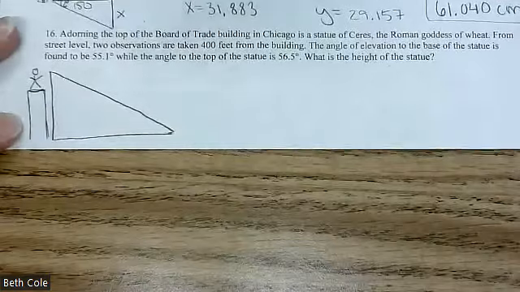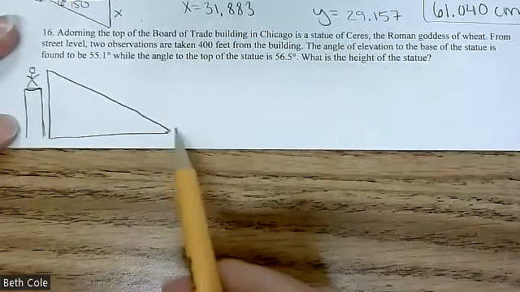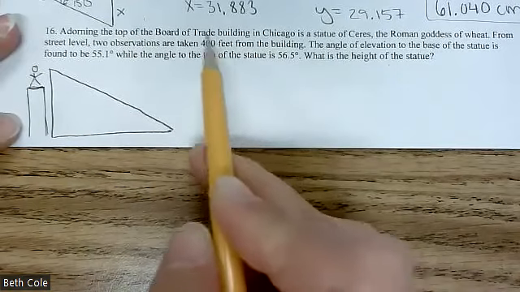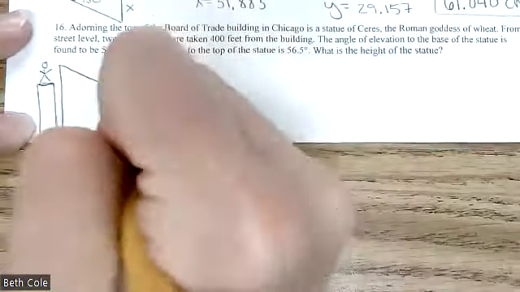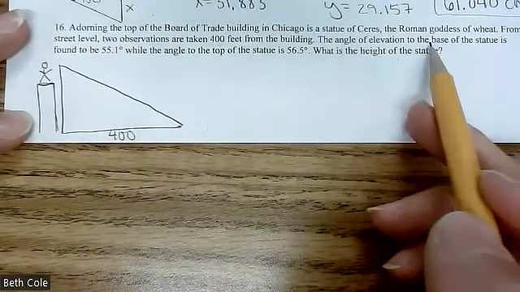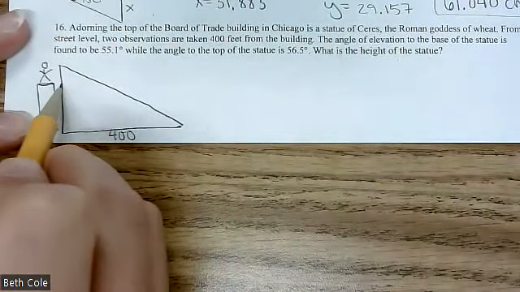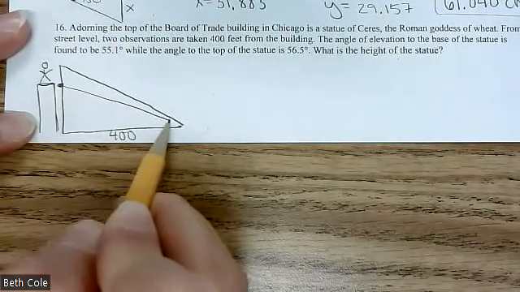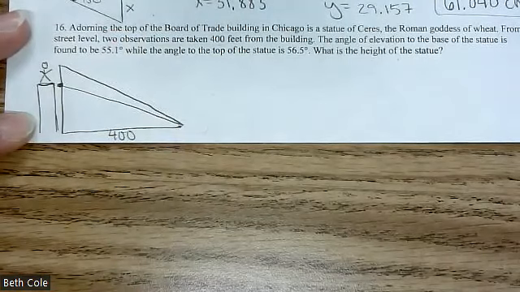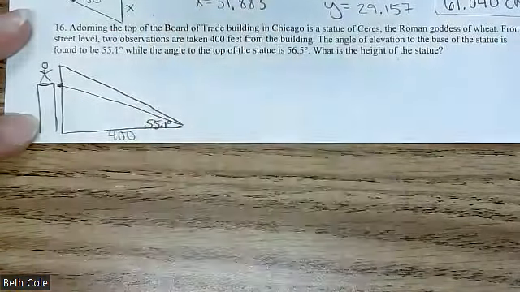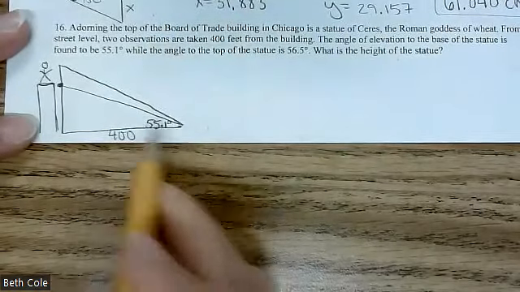Are we imagining this? Okay. So from street level, from down here, two observations are taken 400 feet from the building. Where does the 400 go? It goes along the bottom. You're 400 feet away. The elevation to the base of the statue, so that's to her feet, that angle is 55.1. So 55.1 goes right there, to her feet.